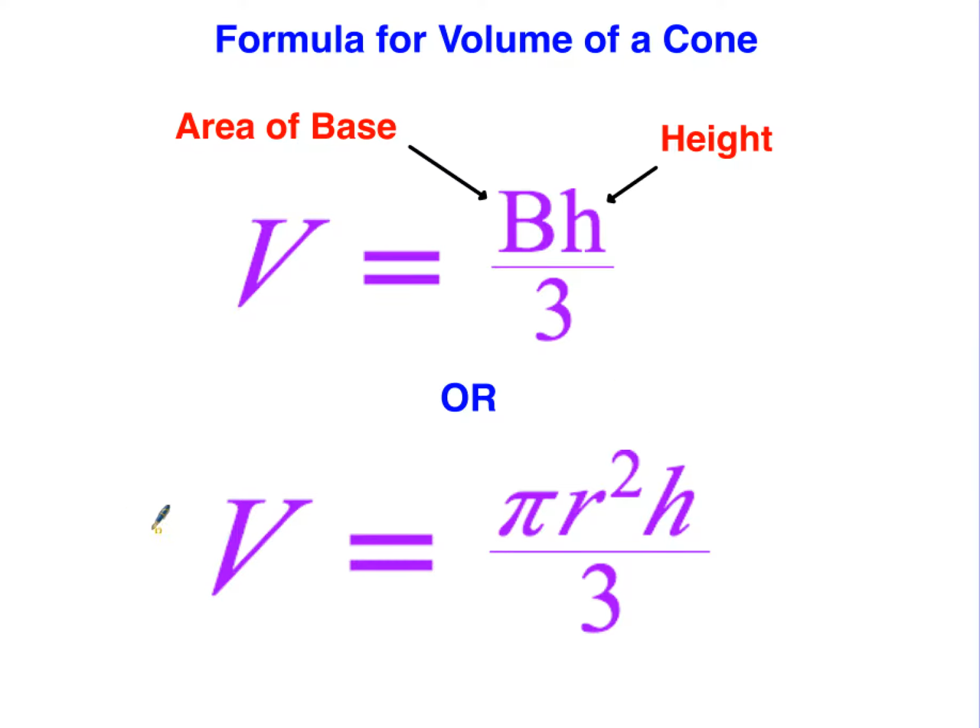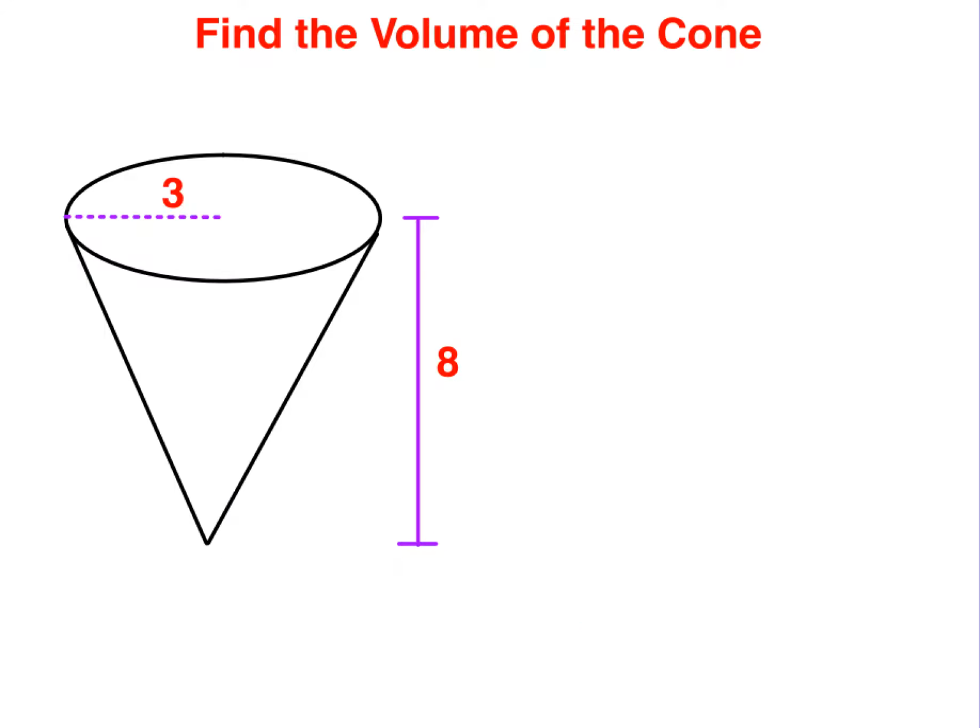So these formulas are the exact same thing. So let's make sure we have both of these down so we know the formula for finding the volume of a cone. Okay, so now let's look at this particular cone and let's find its volume. So again, I know it's pi r squared h divided by 3.